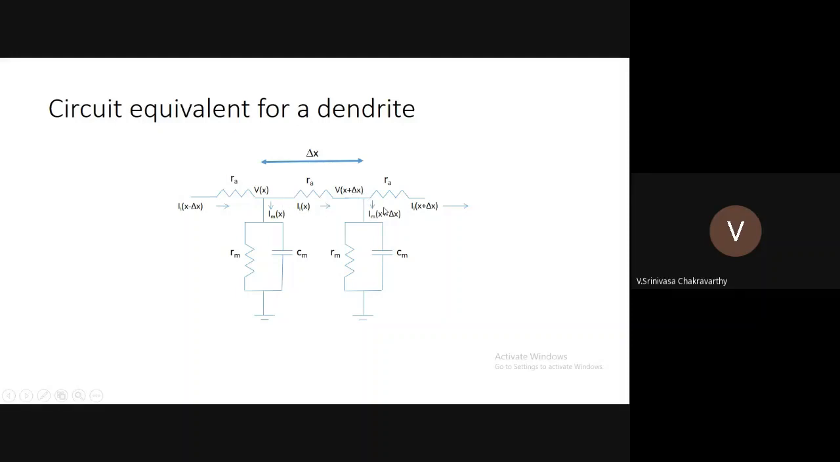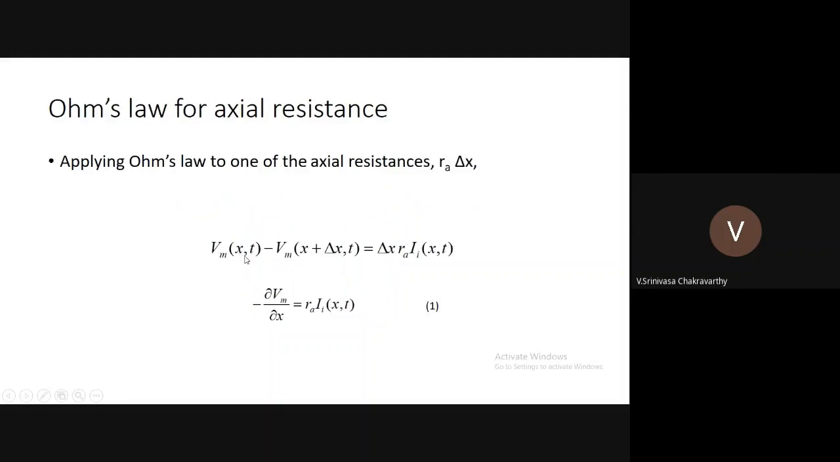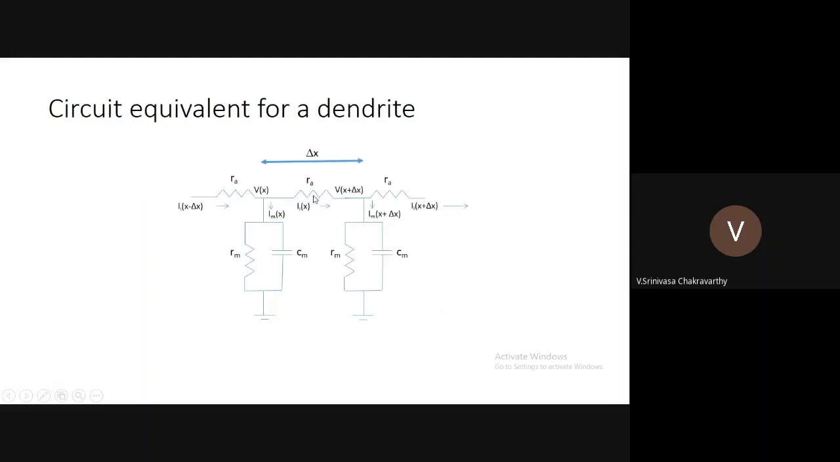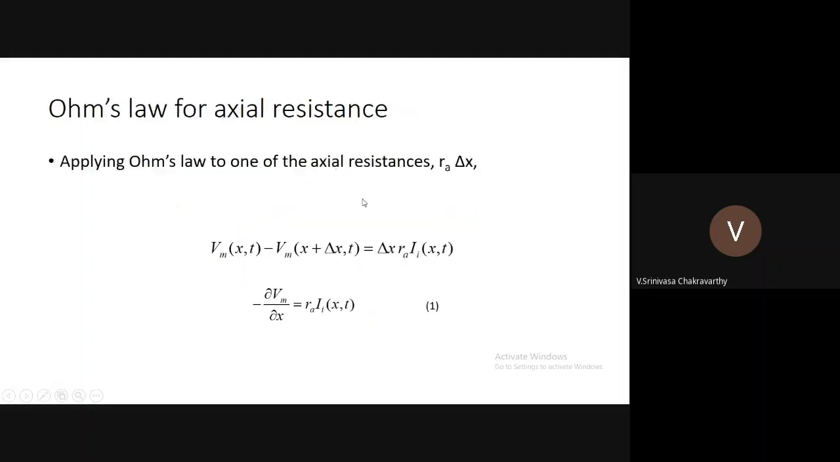If you apply Ohm's law here, Vm at x minus Vm at x plus delta x is equal to basically IR. So I is Ii, and this Ra is only the resistance per unit length. To get the actual resistance of a cable whose length is delta x, you have to multiply it with delta x, and that times Ii. So this is the IR term. If you take delta x to the left side and take the limit to 0, you get dou Vm by dou x is equal to Ra into Ii at x comma t. This is the first equation.